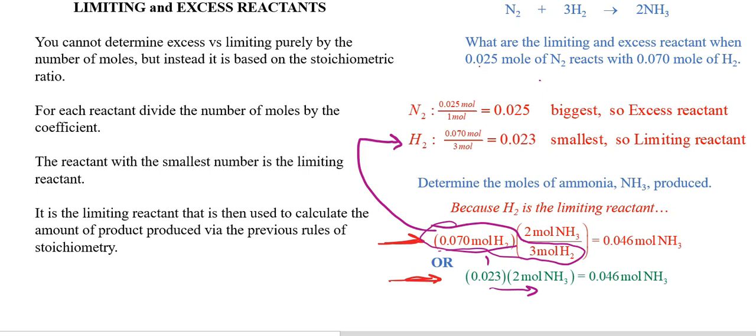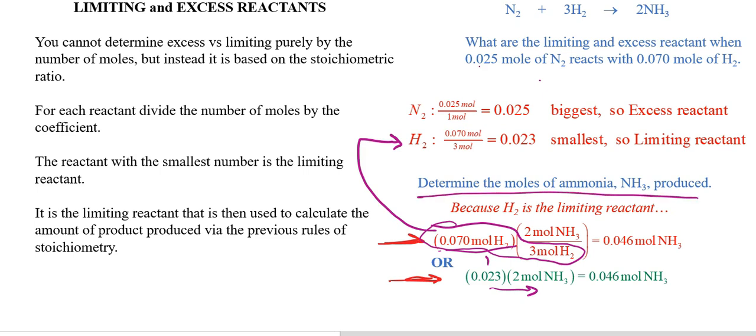So whichever way you want to do it, the red way or the green way, it doesn't really matter to me. It's just the same thing, okay? Just depends upon your own point of view, your own preference, alrighty? So you can convert to product from the limiting reactant.